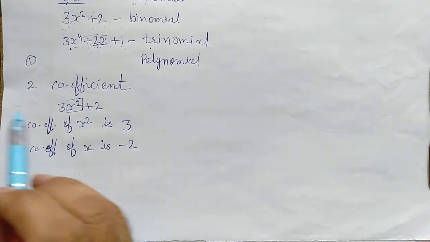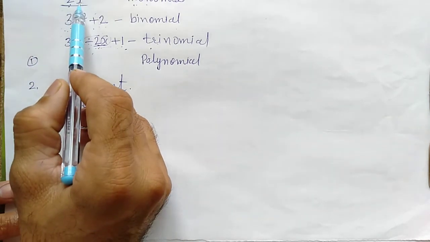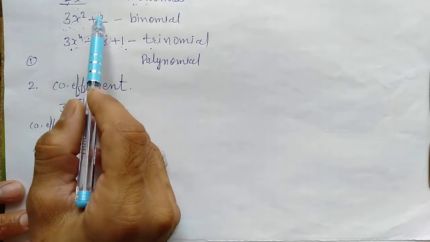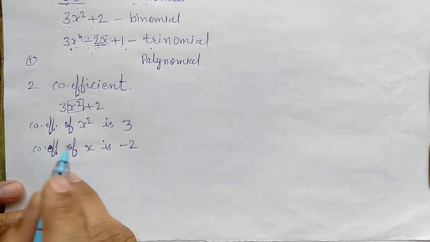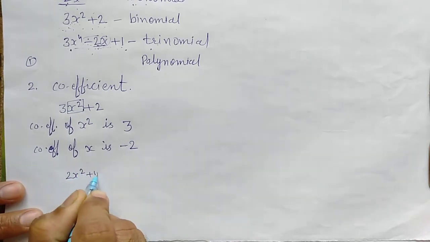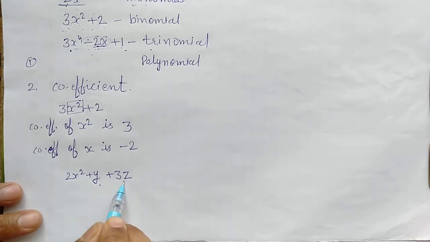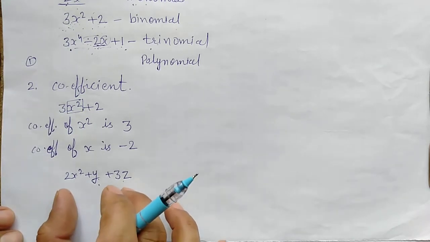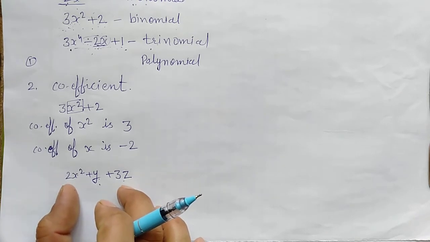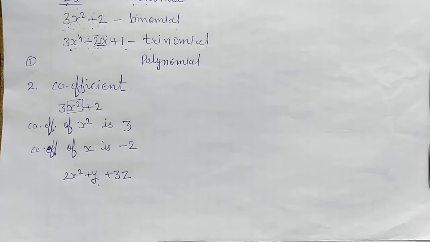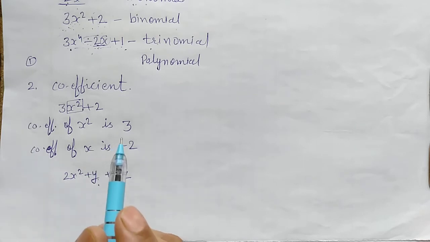Second thing, we are talking about in this chapter polynomial in one variable. One variable means in this one x, this is in one variable. In this one x only, one variable. In this one also x only, this is in one variable. Sometime it is given 2x square plus y plus 3z. Now see here, in this one x, y and z, three variables are there. So such type of polynomial is called polynomial in 3 variables, right? So more than one variable is there, that is 2 variables, 3, 4, 5, 6, it may be, but here we are learning about polynomial in 1 variable.